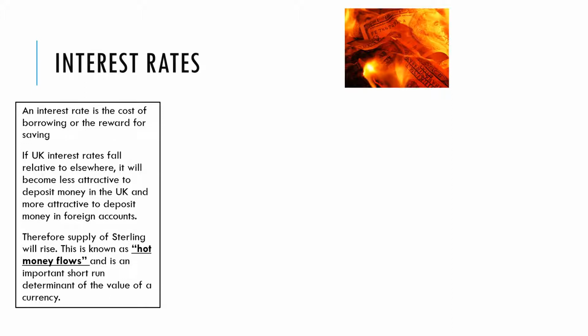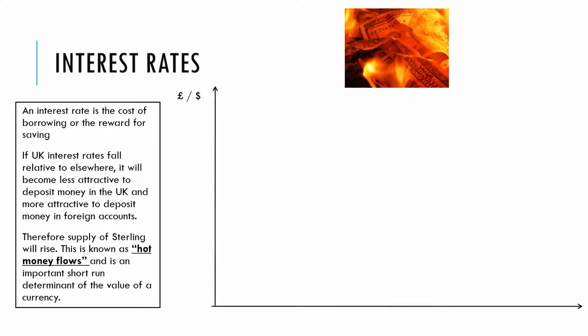In order to move my money from a UK account to an American account, I need to sell my pounds. I need to supply sterling. This theory is known as hot money flows, as money moves between countries chasing the highest rate of interest, and often doesn't stay for very long. It's moving based on the interest rate, so we call it hot money flows, like a hot potato, and it's an important short-run determinant of the value of a currency.